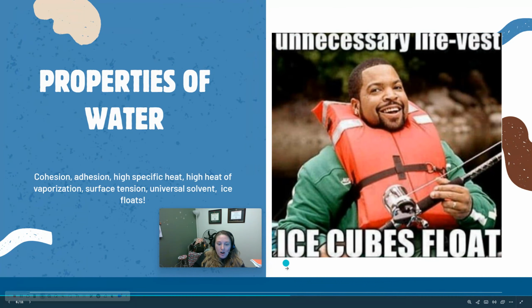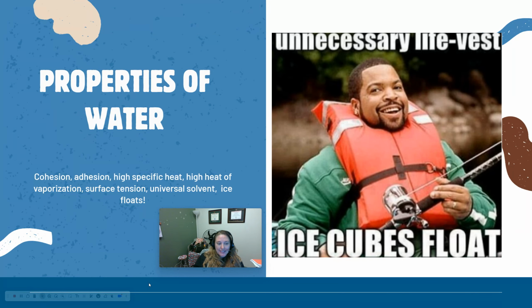Then, of course, we've got our properties of water that come next in our chapter, which include cohesion. Water will stick to other water molecules. Adhesion, water can stick to other stuff. We have high specific heat, meaning it takes a lot of heat to change the temperature of water, even 1 degree. We have a high heat of vaporization, meaning it takes a lot of energy to make our water go from a liquid to a gas.